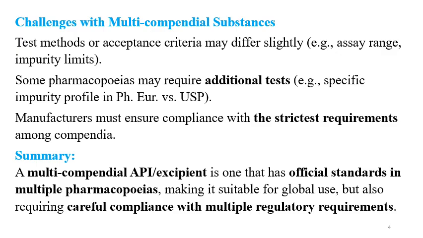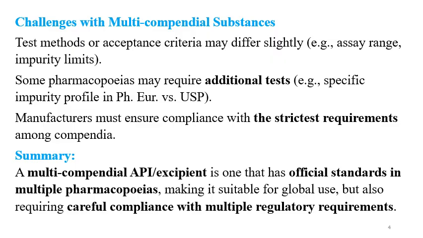Now, challenges with multi-compendial substances. Test methods or acceptance criteria may differ slightly for tests like assay, assay range, and impurity limits. Some pharmacopoeias may require additional tests, like a specific impurity profile in the PHUR versus USP. Manufacturers must ensure compliance with the strictest requirement among the compendia. For example, if it is a multi-compendial API or excipient, select the compendia where the strictest requirement is there, and you can comply with that pharmacopoeia.